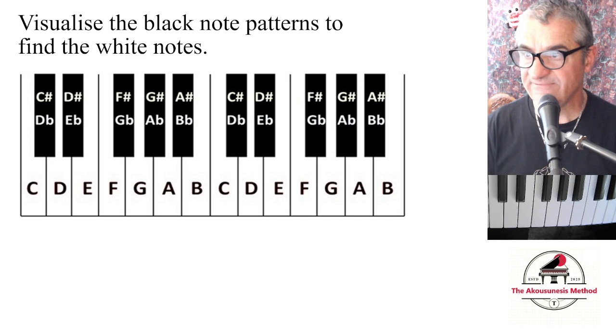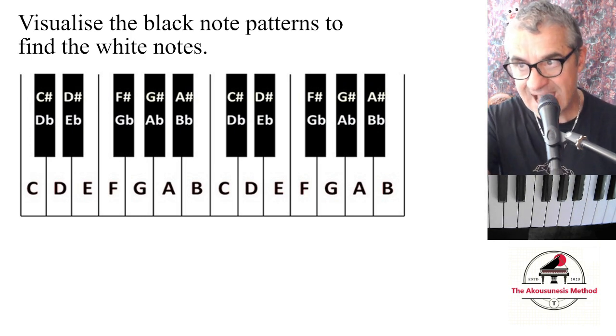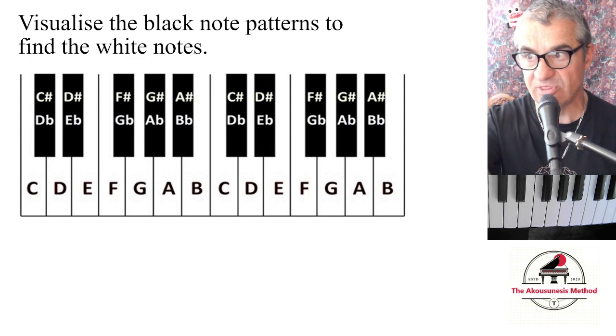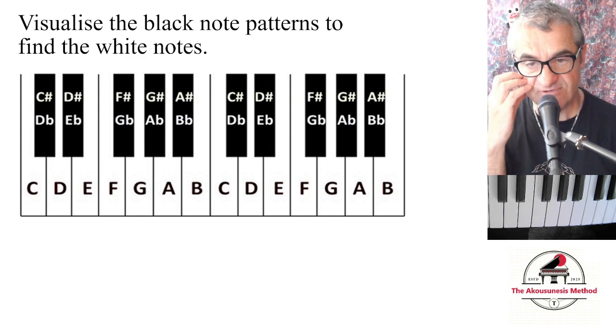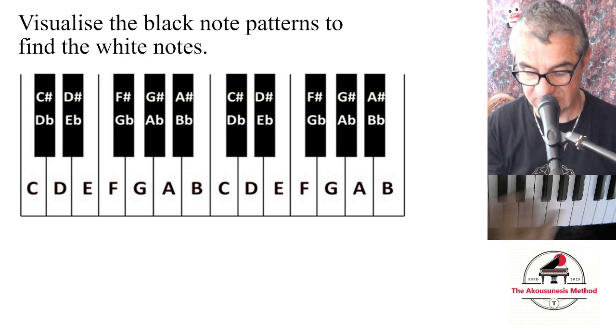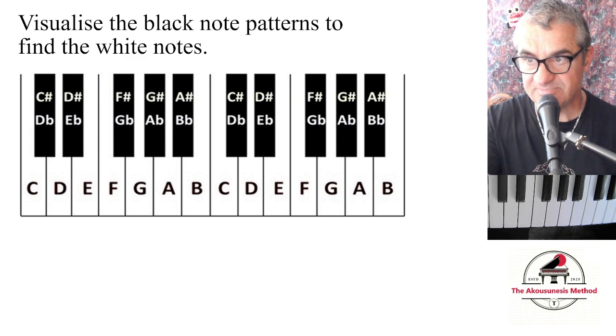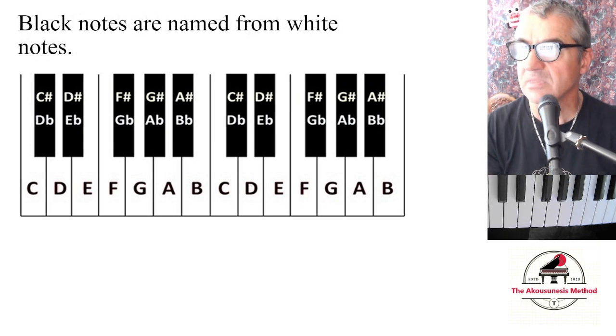Now, in order to find the white notes, we need to visualize the black notes first. We're looking for the little gap between the 2 and the 3 notes. The first thing our eye is drawn to is that gap. That's the first thing we see when we look down the keyboard, right? So we use that to locate the position of the white notes.